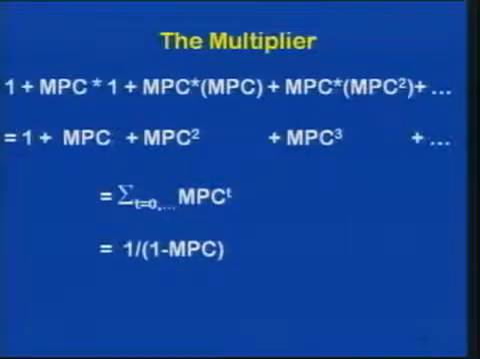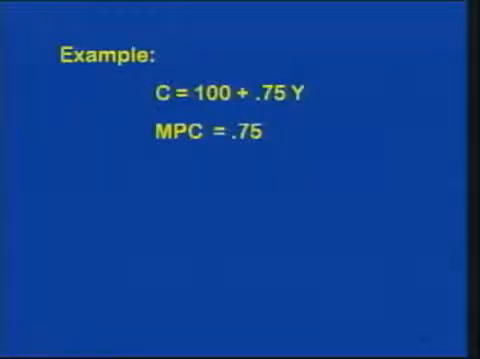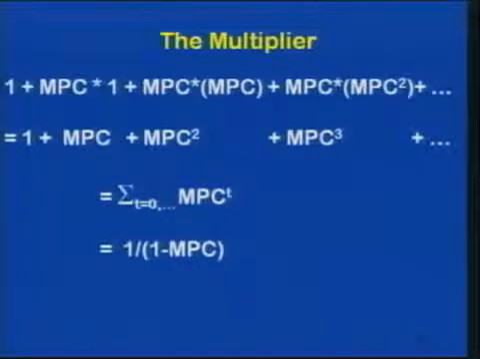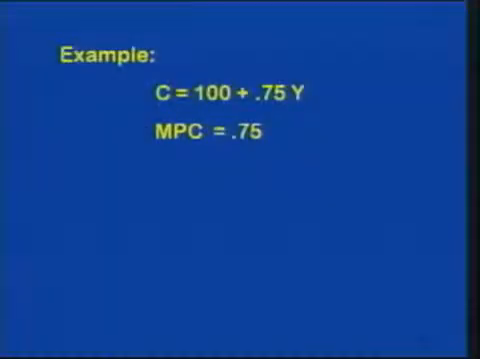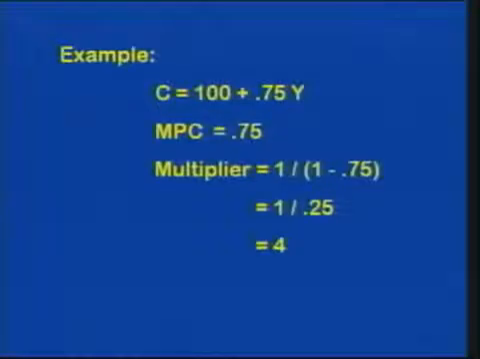What this tells us is we can calculate, if we know the marginal propensity to consume, if we know how much out of each dollar that a person gets in income they're going to spend, we can calculate the multiplier. Everyone got this? It's 1 divided by 1 minus the marginal propensity to consume. So if your marginal propensity to consume is 0.75, the multiplier is 4. 1 divided by 1 minus 0.75, 1 divided by 0.25 is 4.